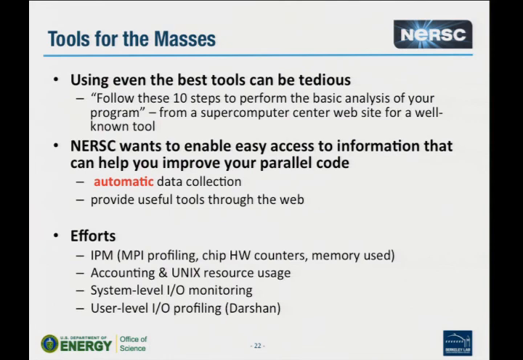So what we want to do is enable easy access to information that can help you improve your code. What this means is automatic data collection, and then exposing that data to you easily through the web. Some of the efforts we're doing are IPM. IPM is not quite automatic because it's not on by default, but you can talk to me or David more about it. It's really easy. On some systems that support dynamic shared libraries better than the Crays do, it's trivial. On the Crays, you just have to link against a different library and then run your code. It's very low overhead, and if you do that, that data is automatically collected by us and then exposed to you through a web interface. You don't have to do anything else.